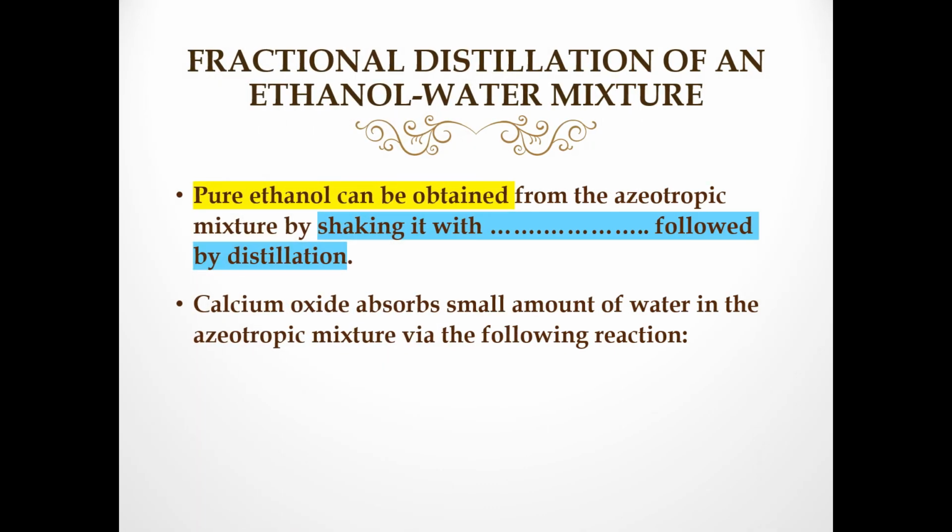Pure ethanol can be obtained from the azeotropic mixture by shaking it with calcium oxide followed by distillation. Calcium oxide can absorb the small amount of water in the azeotropic mixture via the following reaction. So you can see the calcium oxide will form calcium hydroxide after reacting with water.